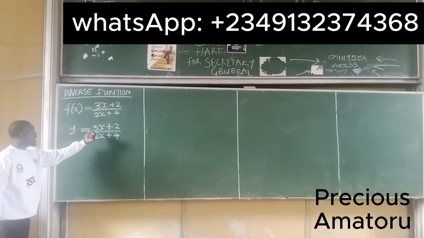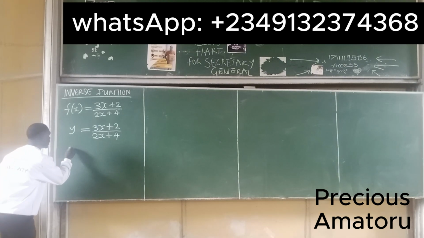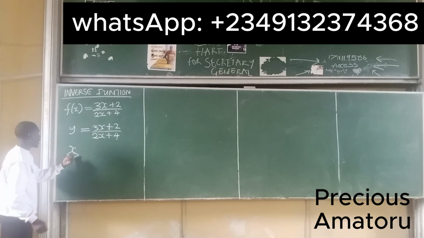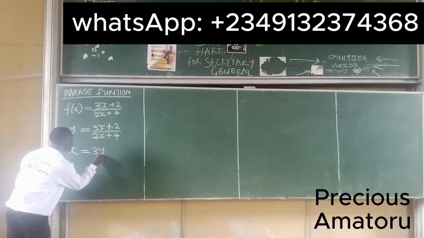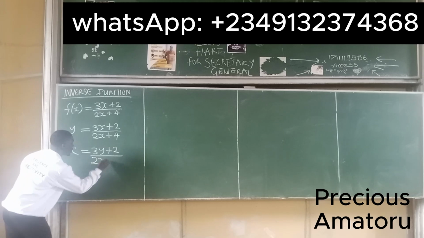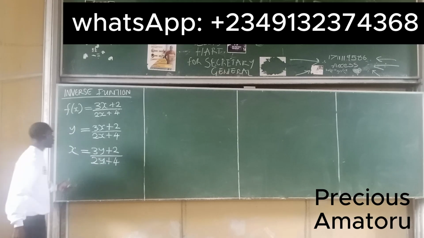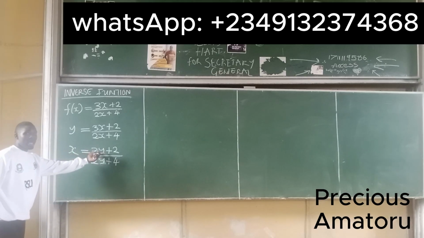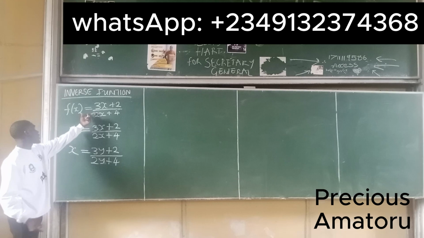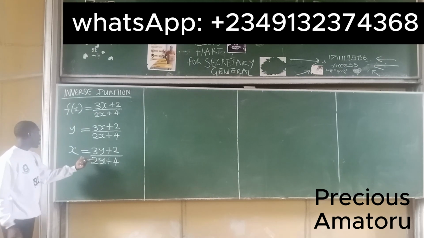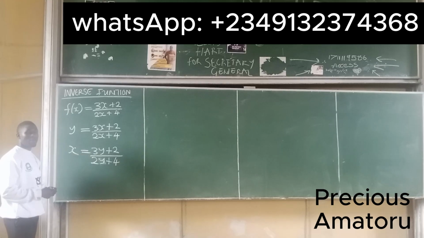Now, we replace x with y and y with x. So we have x equal to, here we have 3x, we're putting 3y plus 2 all over 2x plus 4. Sorry, 2y instead. So we have this. Now, making y the subject of the formula in this expression gives us the inverse of this function. So let's make y the subject of the formula.